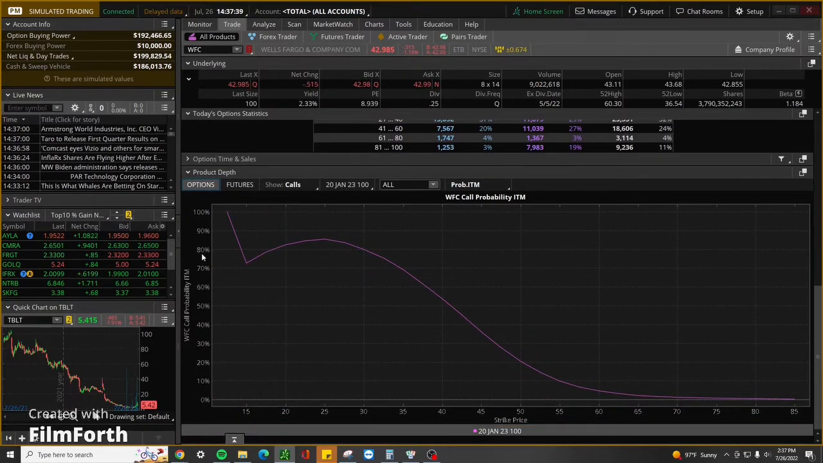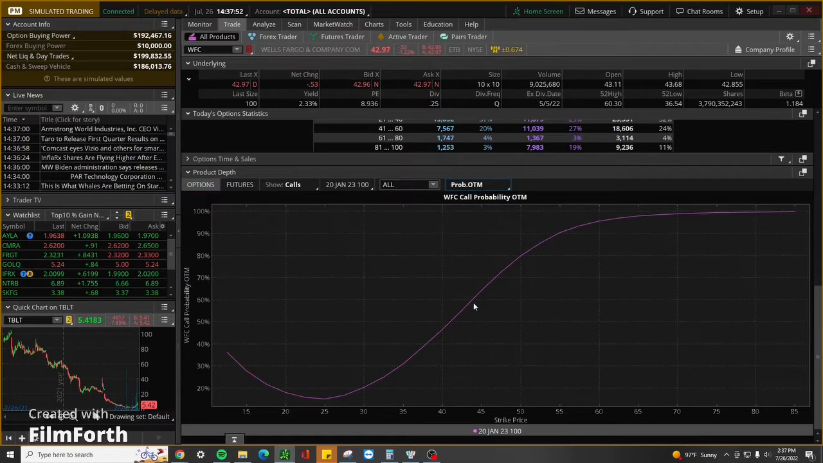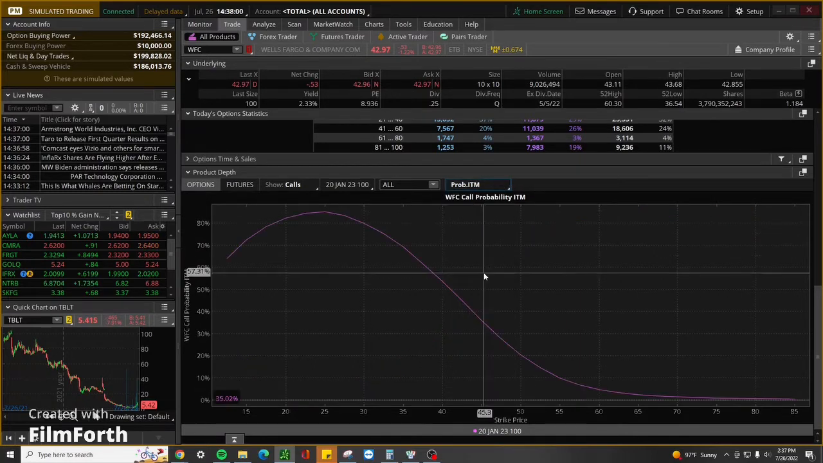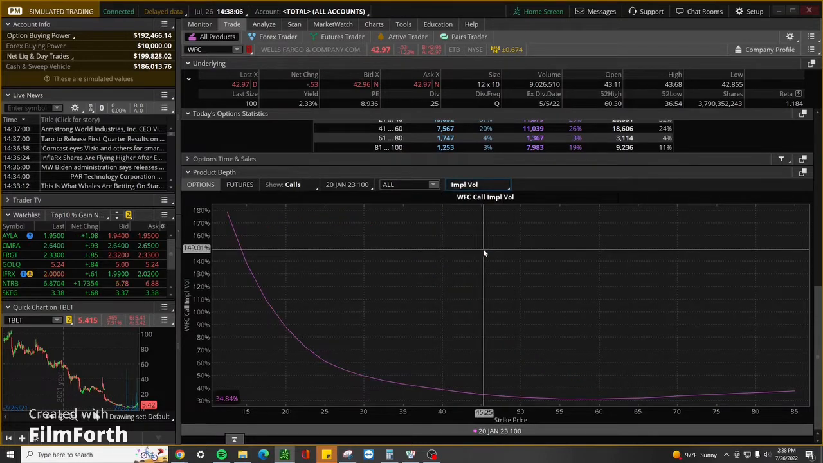On the y-axis, it shows you the probability of this option being in the money, because that is what I have selected here. So if you wanted to look at a different data set, let's say probability out of the money against the strike price down here, it shows you that probability as well. So it only makes sense to look at the probability in the money. If you wanted to look at the implied volatility, you can use that parameter as well.